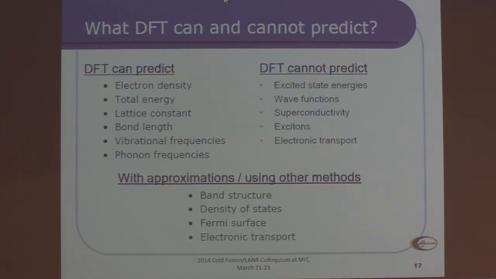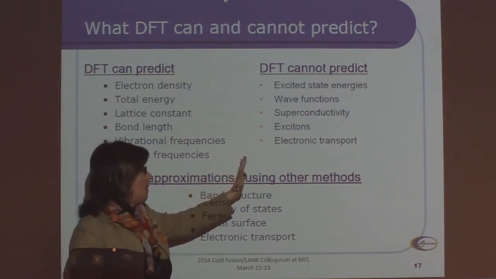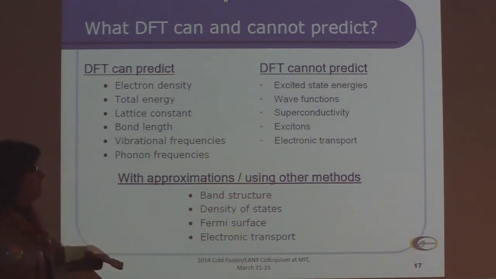Very critical question: what can DFT and what can it not predict? Let's start with what it can predict. The electron density, obviously, because it solves for the electron density. Total energy, ground state energy, lattice constant, bond length, vibrational phonon frequency, adsorption energies. What it cannot do: since we're solving for the ground state, it cannot really predict excited state energies. It doesn't solve for the wave functions. We can't do electronic transport. We can't solve for the band structure.